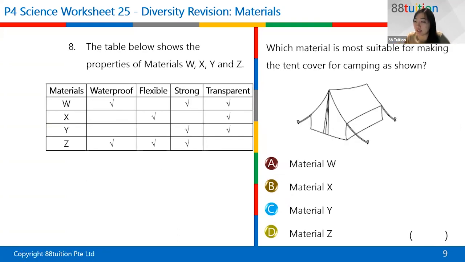Question 8. The table below shows the properties of materials W, X, Y, and Z. Which material is most suitable for making the tent cover for the camping as shown? Grace. B. B for boy, is it? D. Oh, D for dog. D? Okay. Let's see, do we want it to be waterproof? Yes? Yeah. Do we want it to be flexible? Yeah.